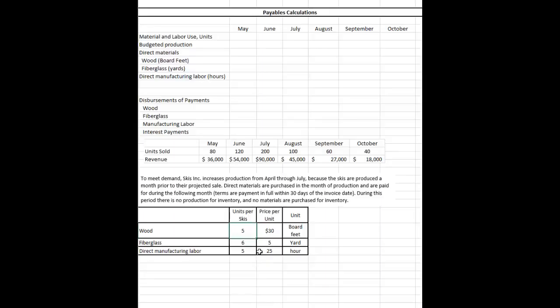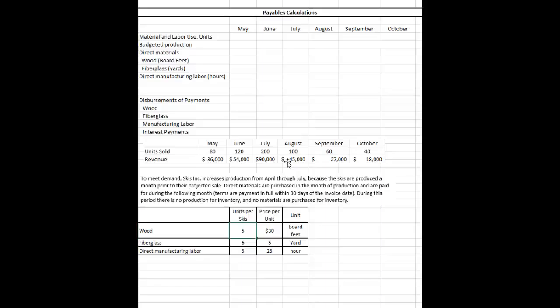So I need to figure out how much wood I am going to use per pair of skis that I'm going to produce. A couple of issues we've got to deal with: we've got to figure out how much material and how much labor we are going to use in these months and convert that to a cash payment. Here's the units sold, which would come from a revenue budget, and that's good information, but we don't start producing in the month we're going to sell the product. There's a lead time that happens. It takes a while to make the product, and we want to build up inventory.